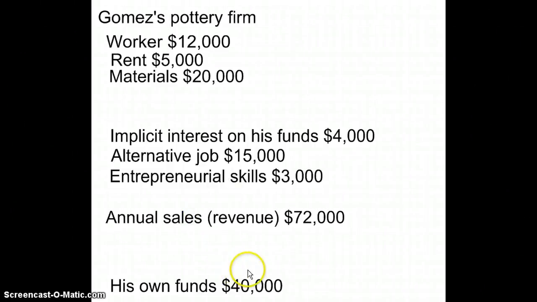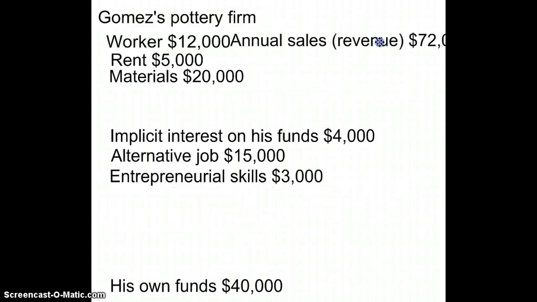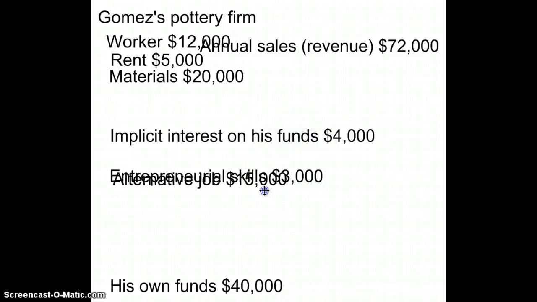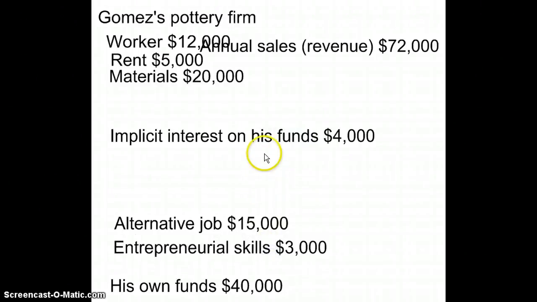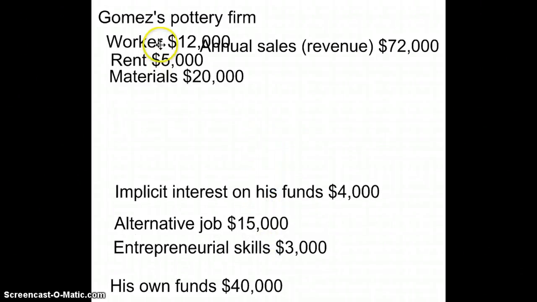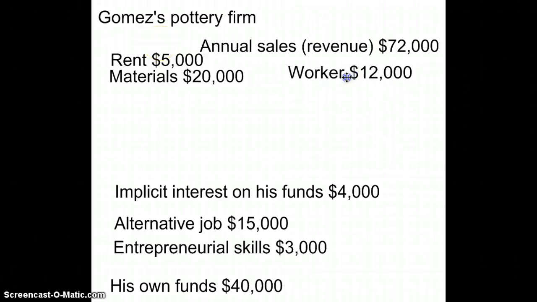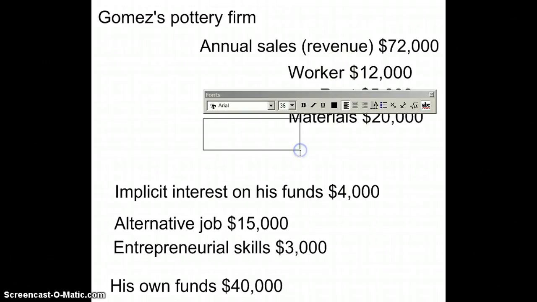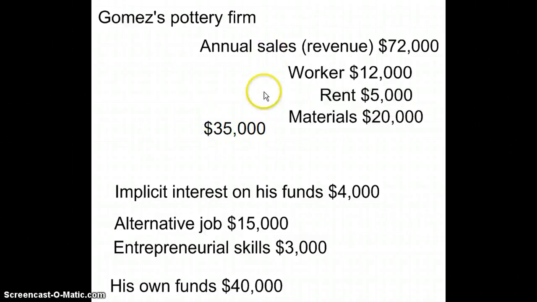So we want to figure out his accounting profit. We're going to take that $72,000. Okay, I'm going to put that at the top. Move these down. And I'm going to look at all of the explicit costs. So the explicit costs would be the worker, the rent, and the materials. So $72,000, we're going to subtract $12,000, $5,000, and $20,000, and we end up with $35,000. So $35,000 is the value of our accounting profit in this case.